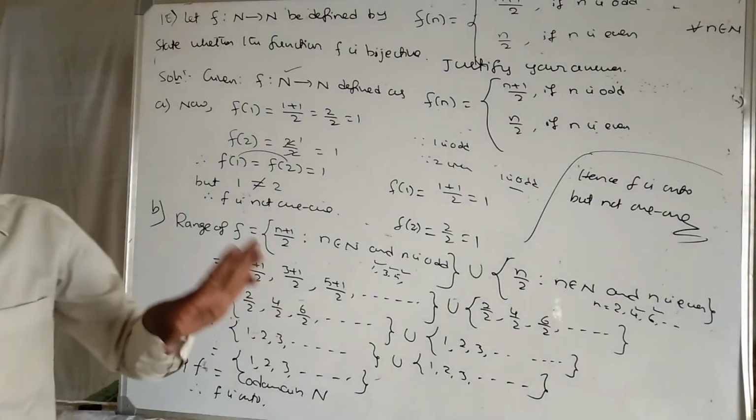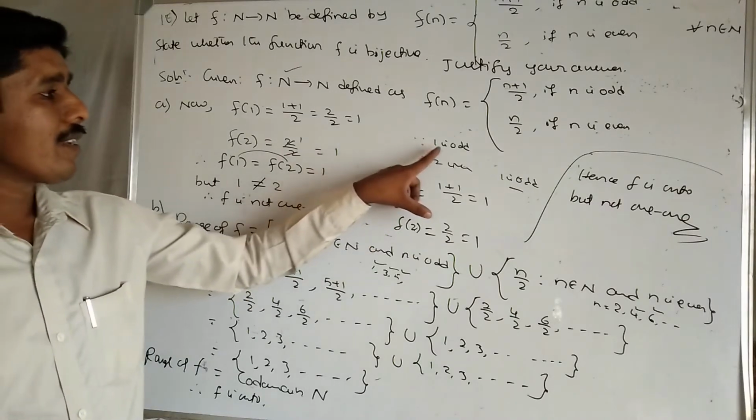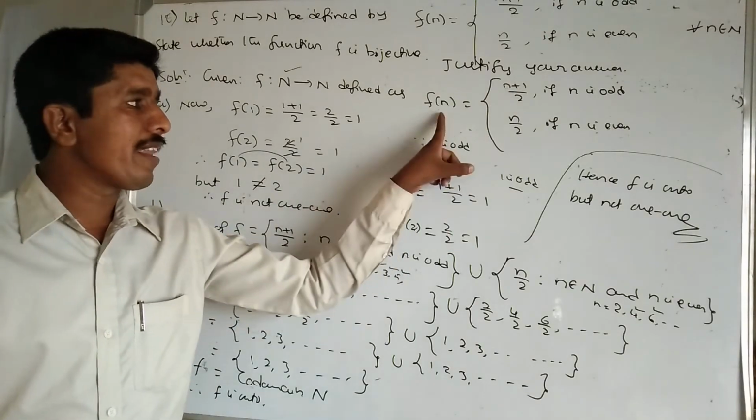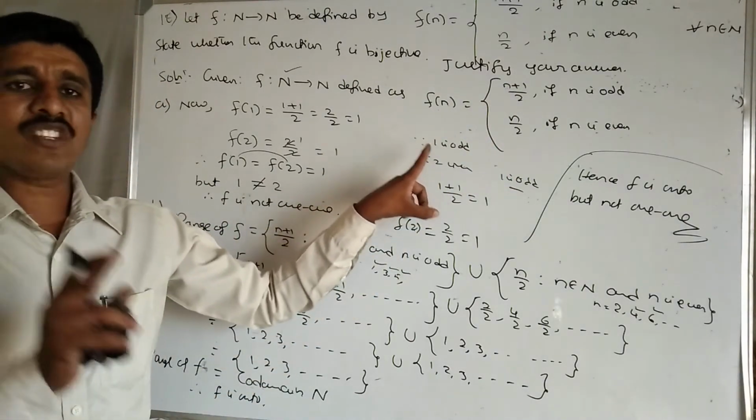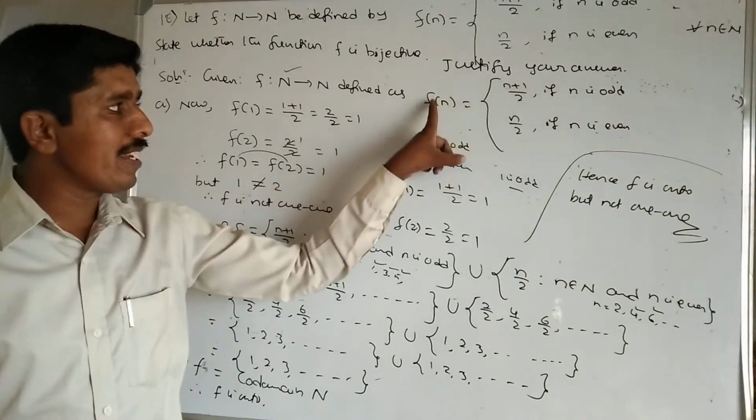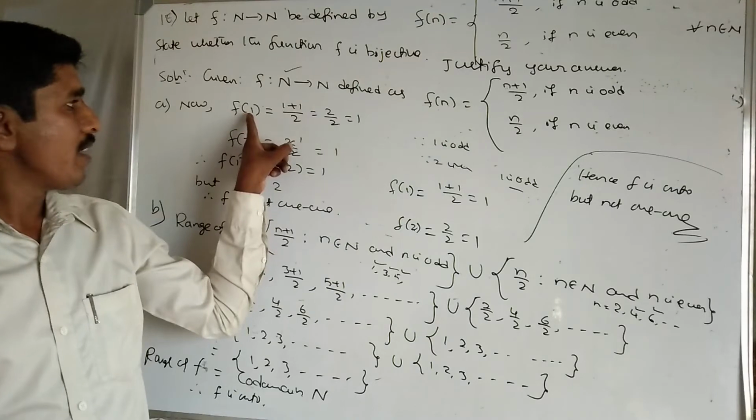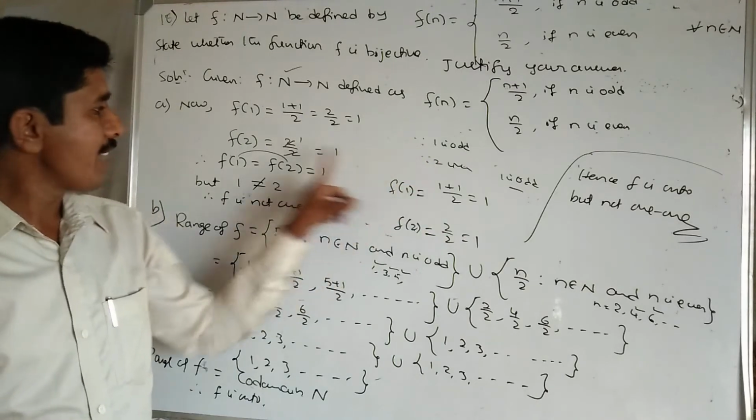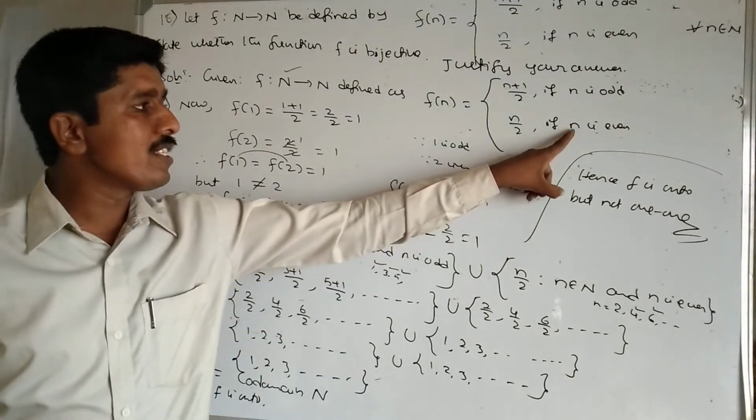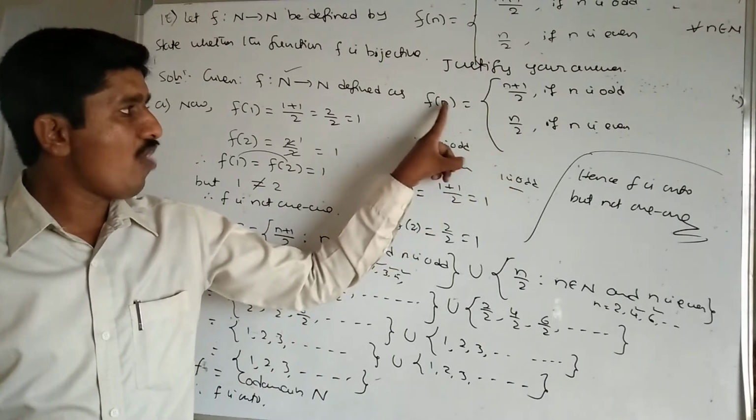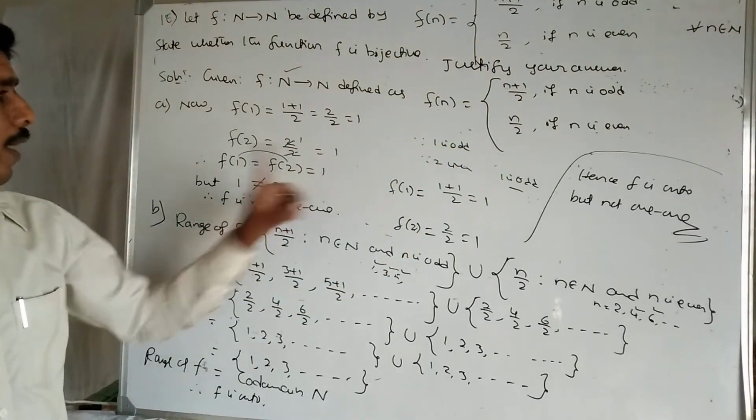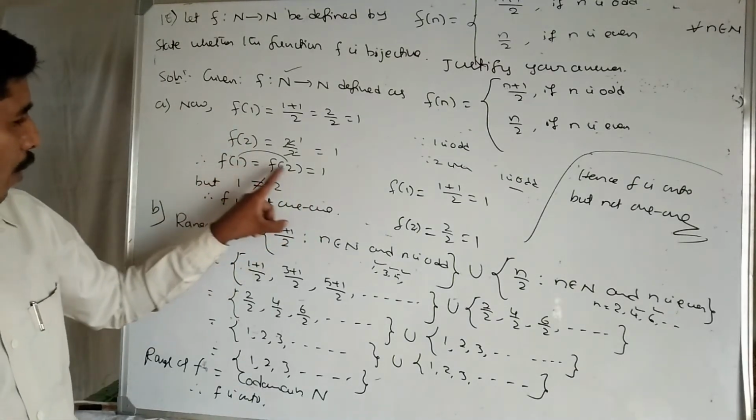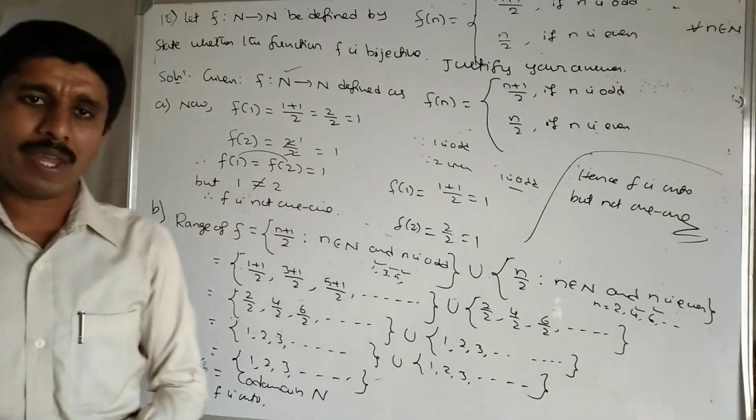So got it. One thing, mind it. Easy problem. For an odd number, the rule is (n+1)/2. When the natural number is even, the rule is n/2. Take the first natural number, 1, which is odd, so f(1) is (1+1)/2, which gives 1. Take the second natural number, 2, which is even, so the rule is n/2, and f(2) is 2/2, which is 1. Clearly f(1) equals f(2) equals 1. But what about the domain elements? 1 is not equal to 2, which means f is not one-one.